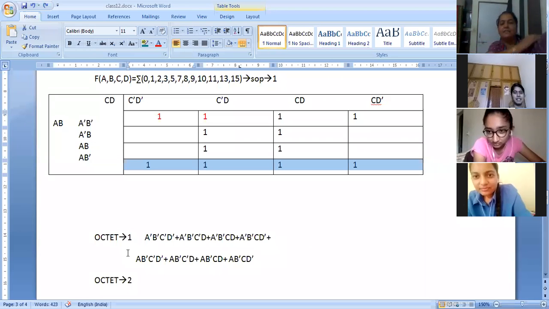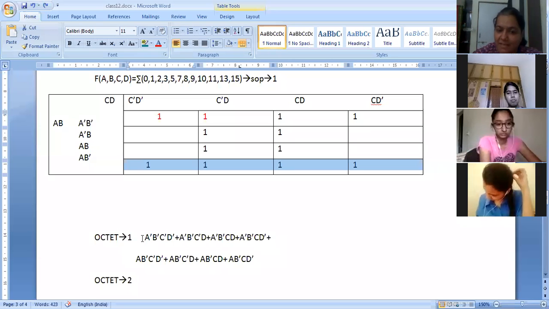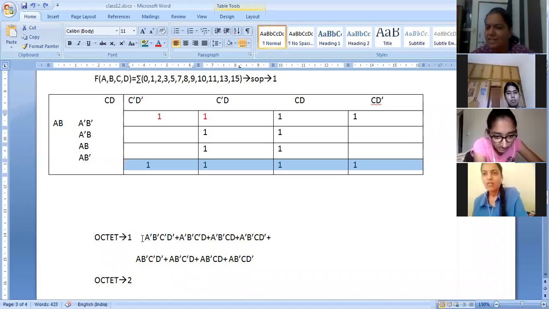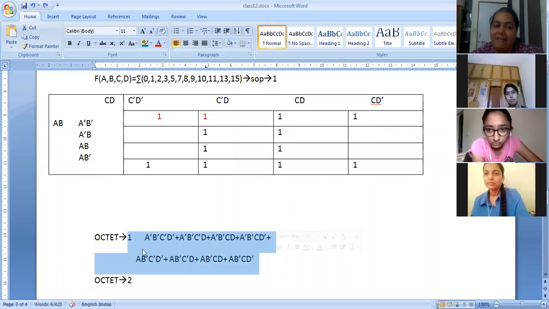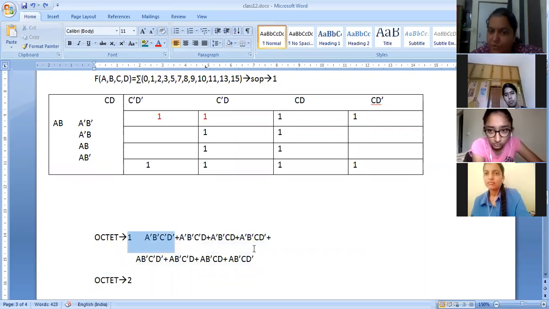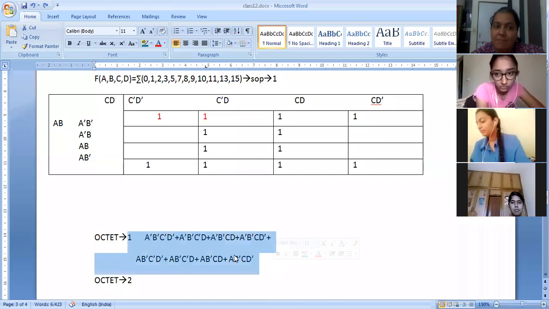Why have I taken this question? Because simplifying an octet is really simple. If you take this method, you will have to take A bar, B bar common. Then C bar, D bar, C, D plus C bar, D. They are complement to each other. Rather than doing this, shall I show you a shortcut which we are going to use? We are never going to use this method. If you take this method, you will take one hour to simplify. What is the simple method?